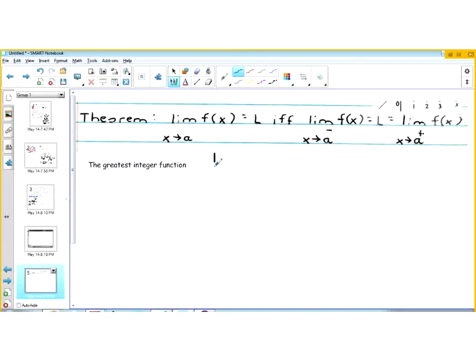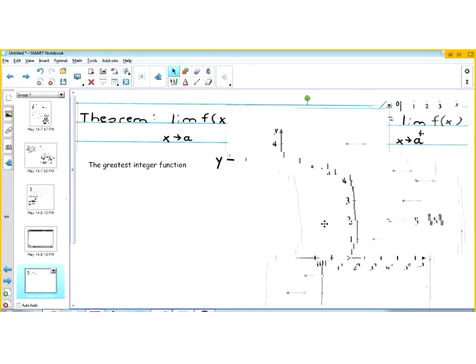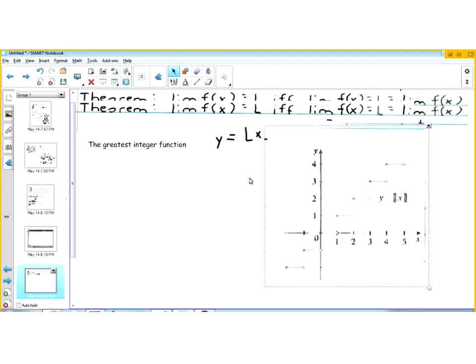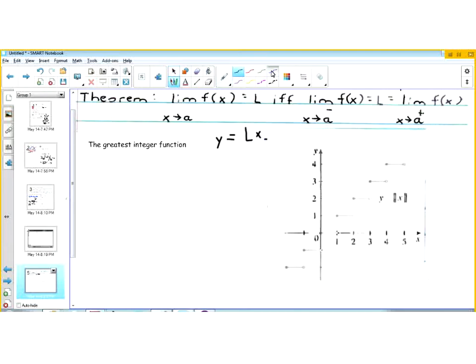Okay, so the greatest integer function is written like this. Actually, it's just one little symbol. So we say y is equal to greatest integer of x, and its graph will look like this. Okay, so let me fill in the details. Let's use a blue pen for it.